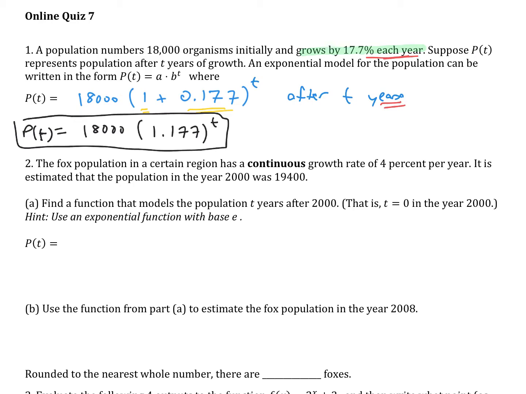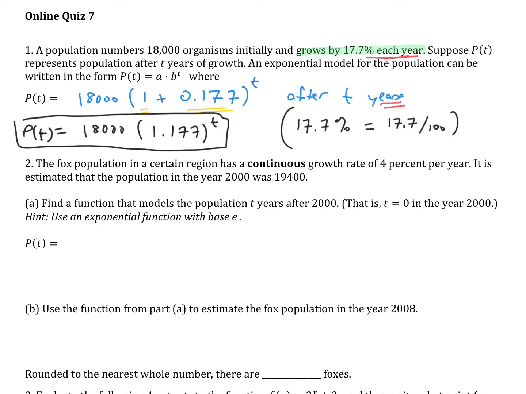Now, just to remind you, the 0.177 there comes from converting the percentage. Don't forget that 17.7% literally means 17.7 parts per 100. So those are the same thing. So if you're not sure what the right number there for the decimal version of the percent is, just divide the percent number that you're given by 100, and that's the decimal that you're going to use.